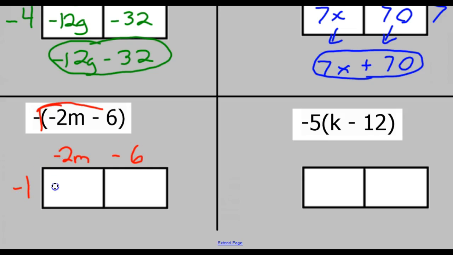Negative 1 times negative 2 gives me a positive 2, because two negatives make a positive when multiplying. This m also comes along for the ride. Negative 1 times negative 6 gives me a positive 6. So my answer is 2m plus 6.